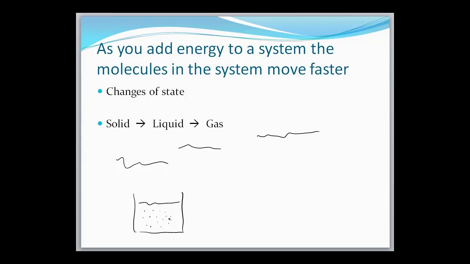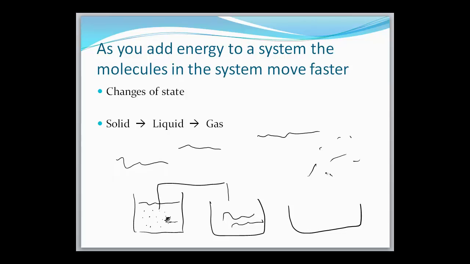So if you increase that kinetic energy and get those molecules moving faster and faster, what will happen is that they'll start to break those intermolecular forces and go from a rigid structure to a flowing structure to a gaseous structure. So as you increase kinetic energy, you increase the speed of those molecules, you start to break apart those intermolecular forces, and those atoms leave the system and change state.